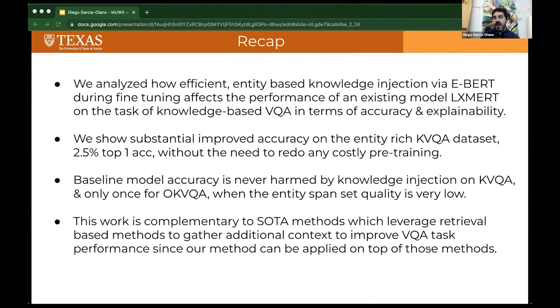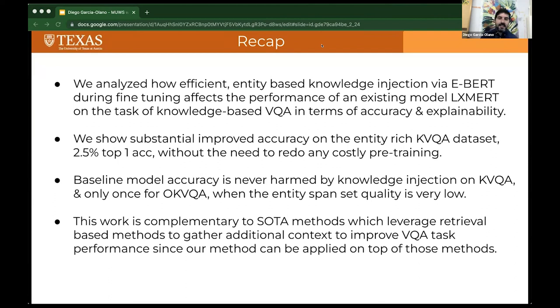So in recap, we analyzed how efficient entity-based knowledge injection via eBird during fine-tuning affects the performance of an existing VQA model, LXMERT, on the task of knowledge-based VQA in terms of accuracy and explainability. And we showed substantial improved accuracy on the entity-rich KVQA data set without the need to do any costly pre-training of LXMERT. Baseline model accuracy is never harmed by knowledge injection on KVQA, and only once for OKVQA, when the entity span set quality is very low.